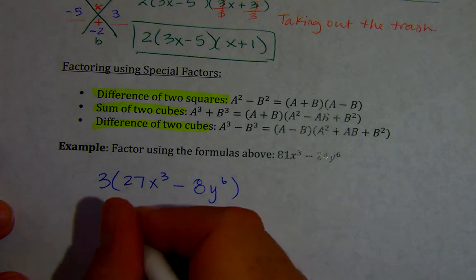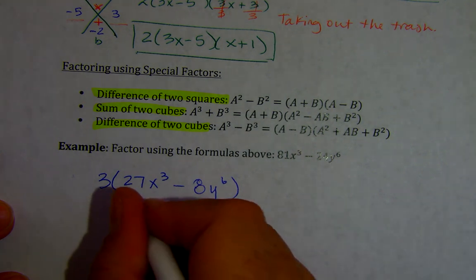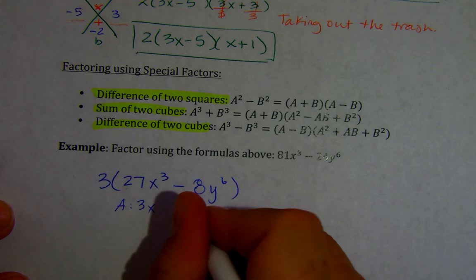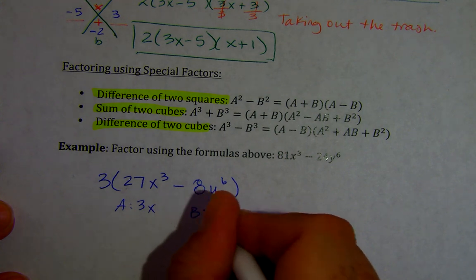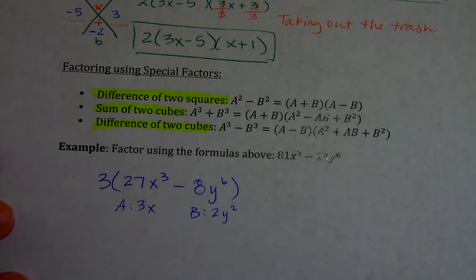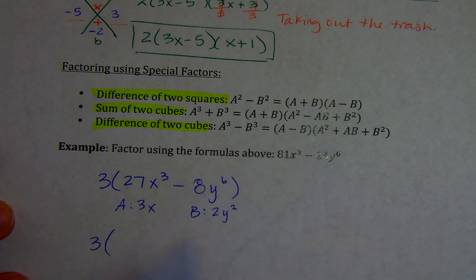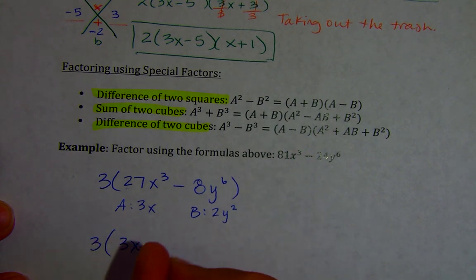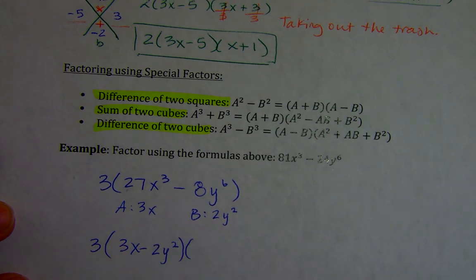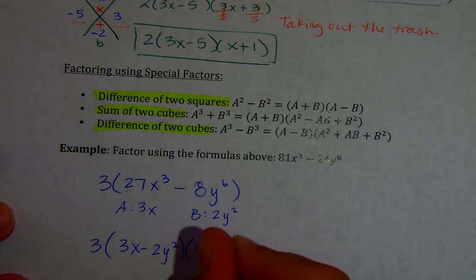And if I'm using the formula, my A value is going to be 3x, my B value is going to be 2y squared, and then it's just a matter of plugging into the formula. So I have my 3 out front, and then A minus B is going to be 3x minus 2y squared. And then I have A squared. Well, this is going to be 9x squared.